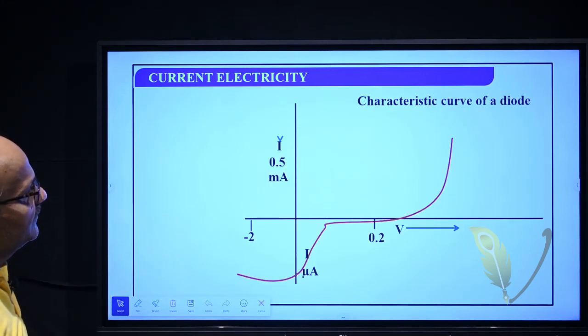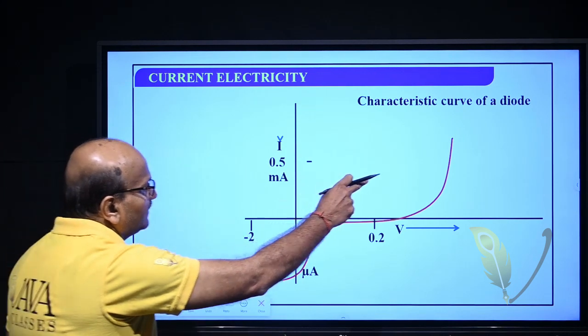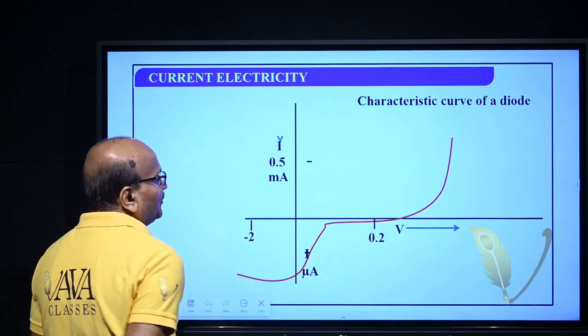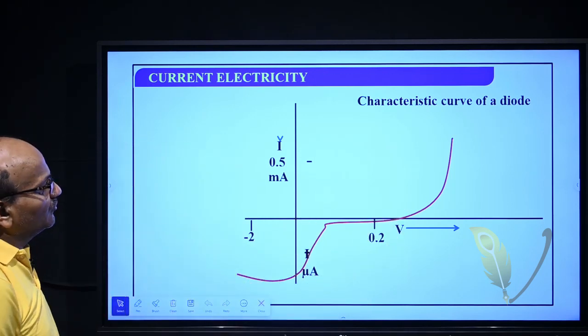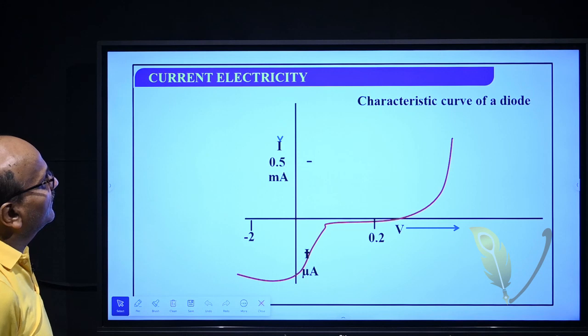So, here this is the characteristic curve of a diode. In a diode valve, in the V-I characteristics, this is the forward bias and this is the reverse bias. It is a curve, so it is a non-ohmic conductor. So, Ohm's law is not valid in the case of a diode.